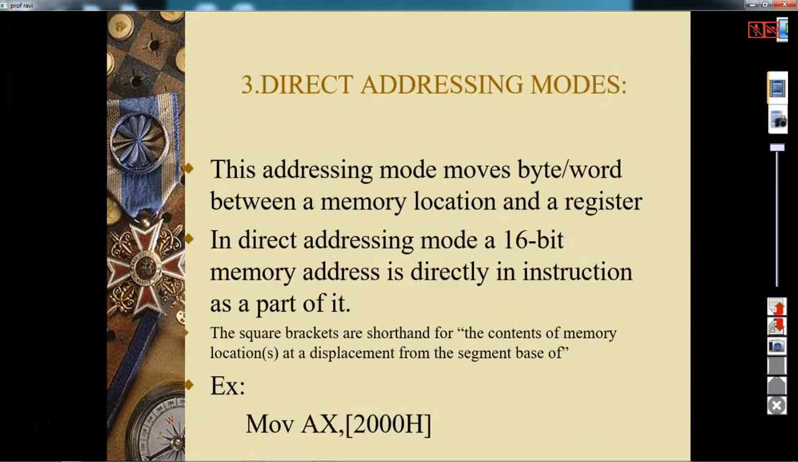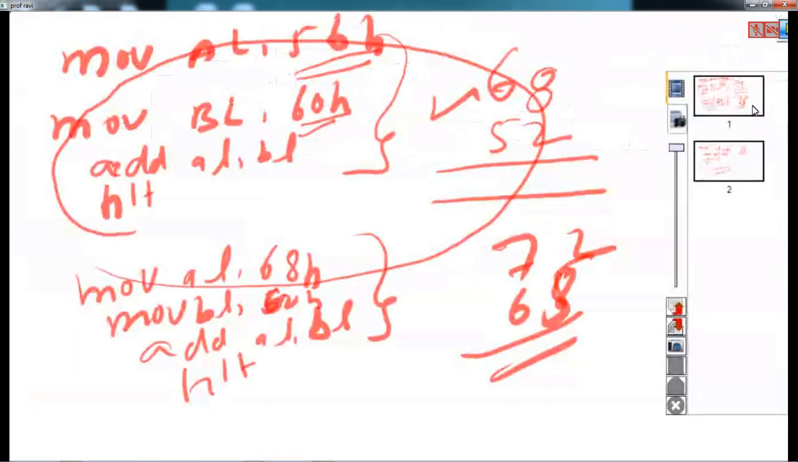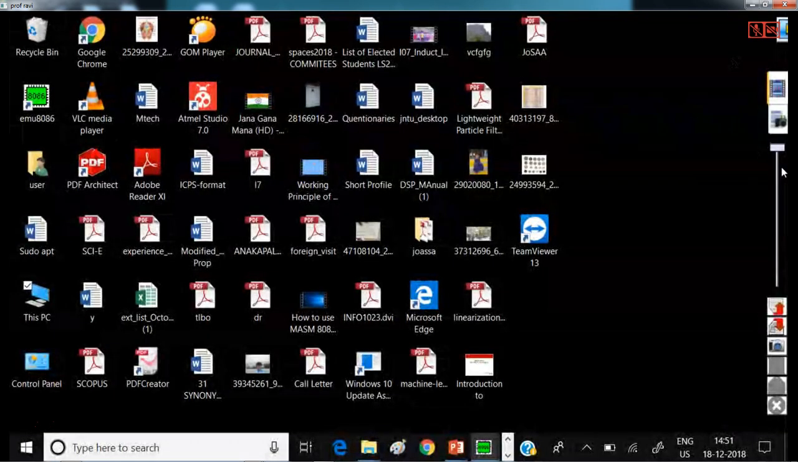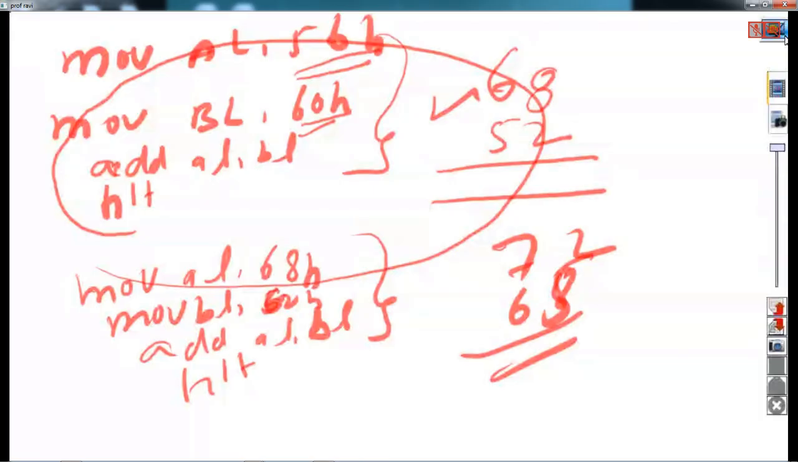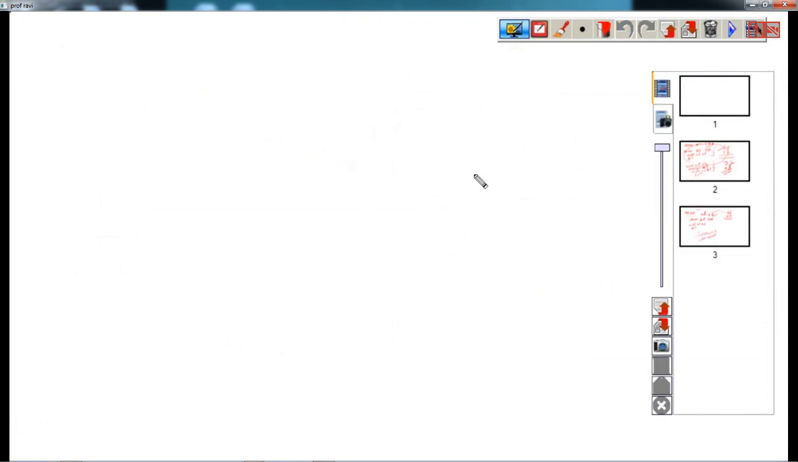Then the next one is direct addressing mode. So what do you mean by direct addressing mode? Let me take up a new sheet. I want to add the data 56 and 60.